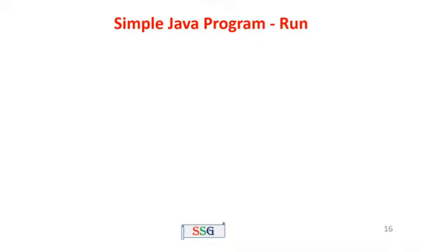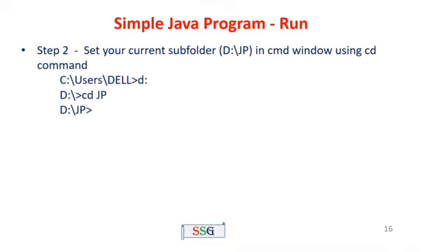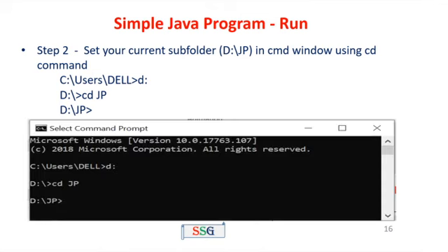Step 2, set your current subfolder in the command window using the cd command. The cd command means change directory command. You have to type these two lines in the command prompt. First, type D:, which means control transfers to D:. Initially it is C:, next control transfers to D:. Now our program is available in the Java folder. Change directory to JP. Now the current folder is D:/JP.